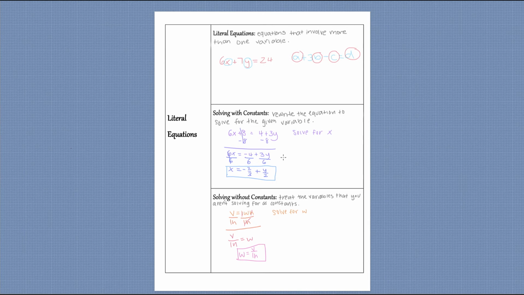Now that we have an idea of how to solve literal equations, let's move on to solve some practice problems.